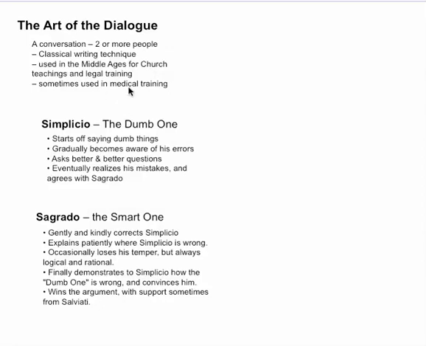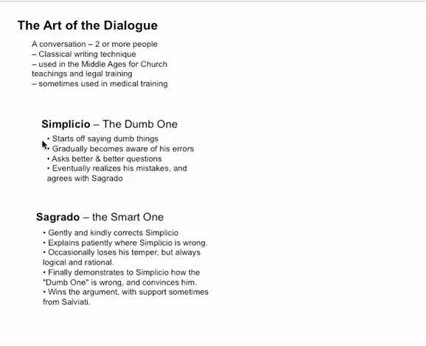The medical profession also used it, although to a lesser degree than either the church or the legal scholars of the day. There were always two characters, at least, in a dialogue. In many dialogues, they're given the names Simplicio and Sagrado, but not in all of them. But in essence, there's always a dumb character and there's always a smart character.